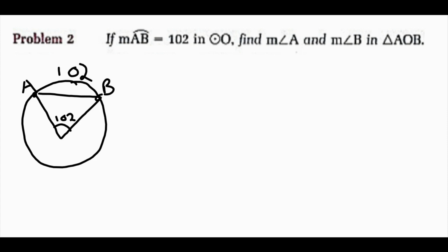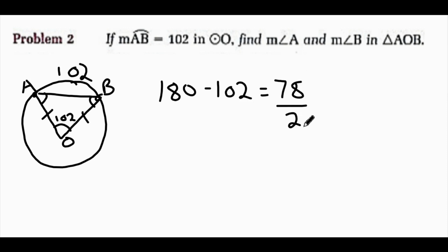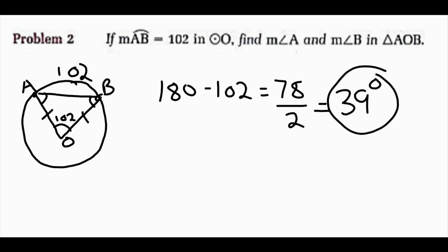Now I can see if this is central angle of angle O, that AO and BO are radii, making them congruent, making this an isosceles triangle. So angle A and angle B will have congruent measures. Now if one measure of the triangle is 102, I could say 180 minus 102 is equal to 78. So A and B add to 78. I know they're both congruent, so I could divide this by 2 to give me an angle measure of 39 degrees. So angle A and angle B are both 39 degrees.